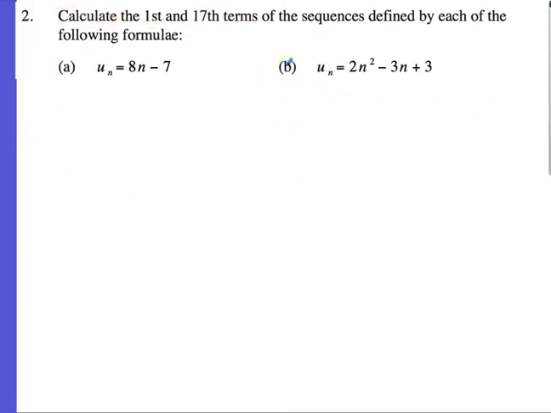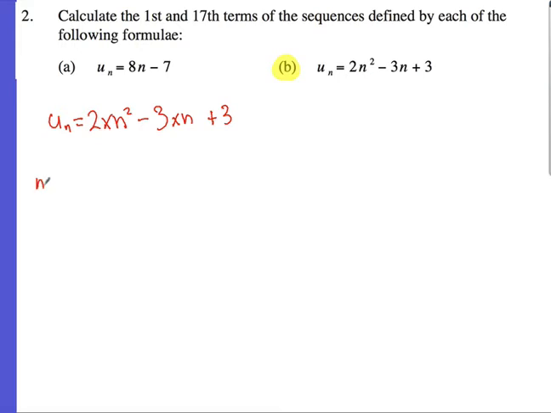Now, 2b, I'm just going to rewrite un again, but this time it's going to be 2 times n squared minus 3 times n plus 3, just to simplify our working out.